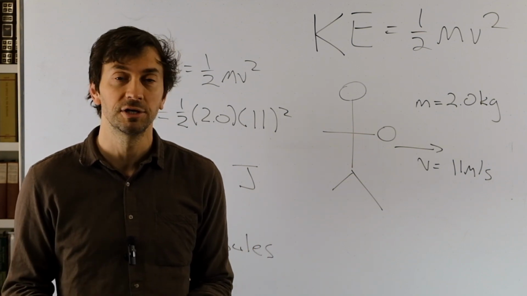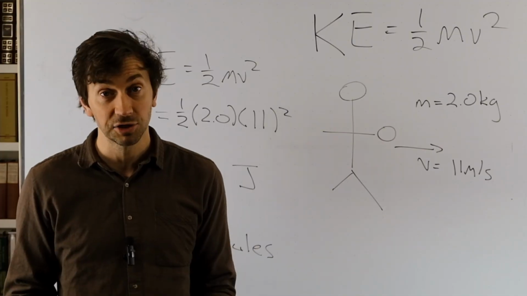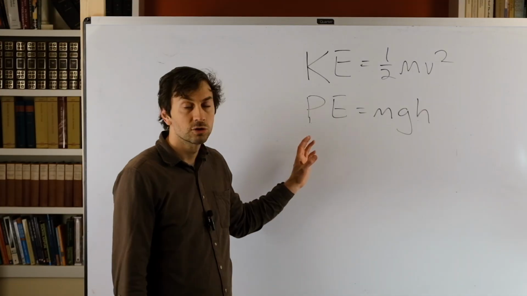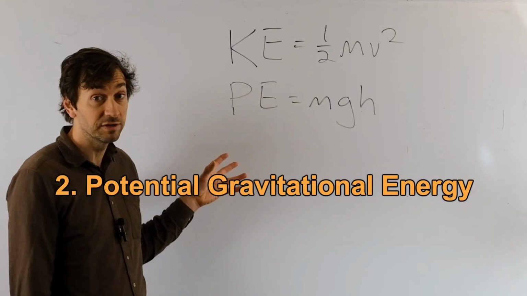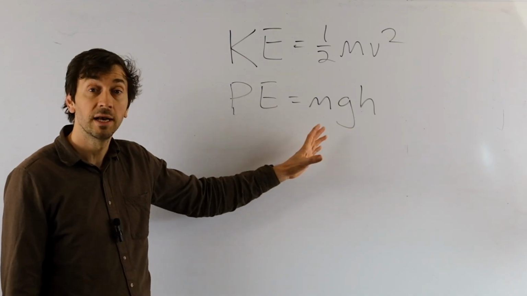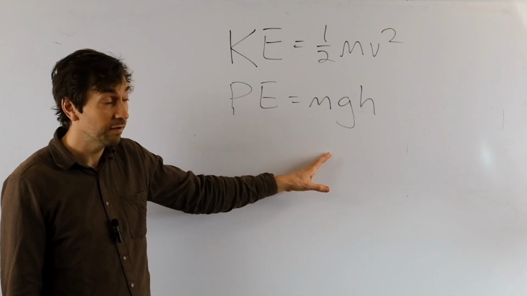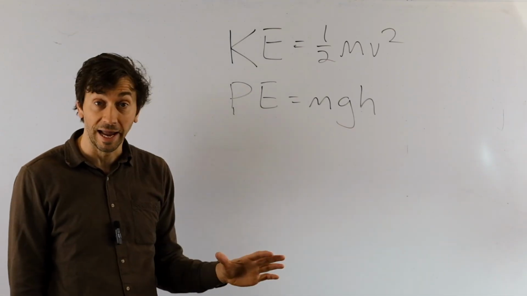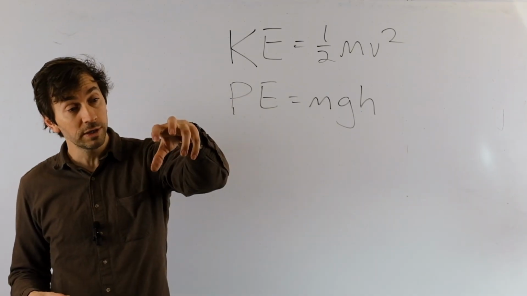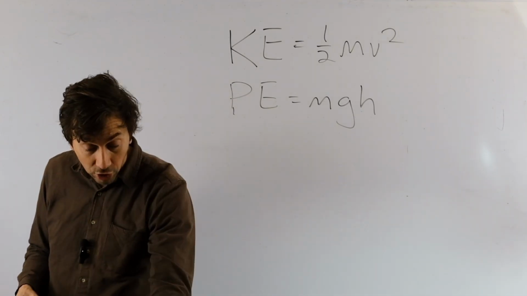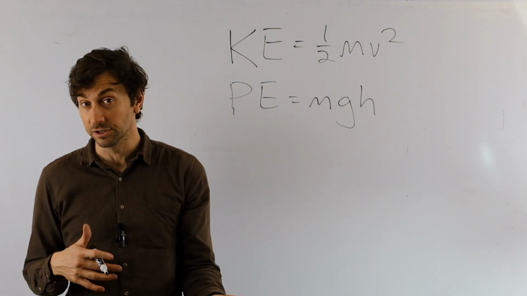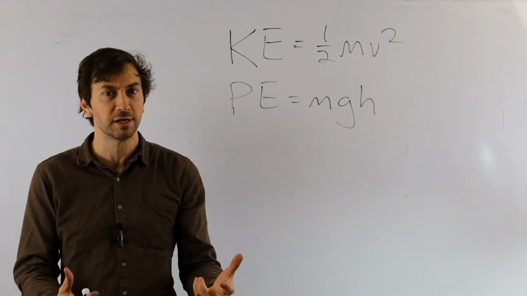Okay, the second kind of energy is called potential gravitational energy. PE equals mgh. That's mass times g, 9.8 meters per second squared, acceleration due to gravity. mgh. H is height, a distance. So this is the energy of when you're holding like a ball and it could fall. So it has the potential for gravity to give it energy. That's the idea. It's potential gravitational energy.